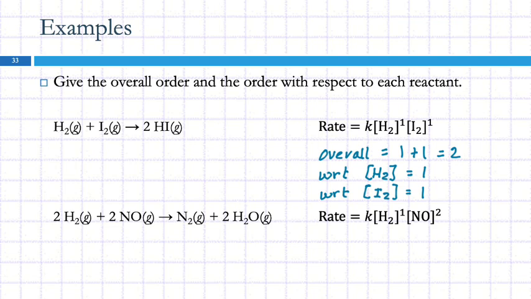Let's do another one. Here's a more complicated chemical equation. We got some coefficients in there, but again, we get no information from the equation. We need to look at the rate law. So what's the overall order for this one? 3. We're going to add the exponents. 1 plus 2 is equal to 3. And then we can look at the order with respect to each of the reactants. We've got hydrogen. We're not looking over here. We're looking at the rate law.